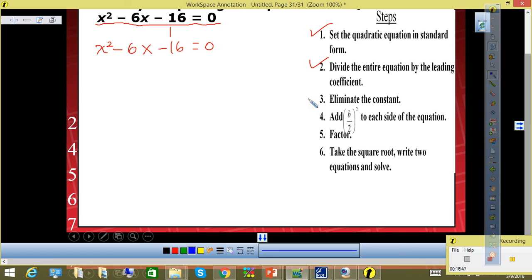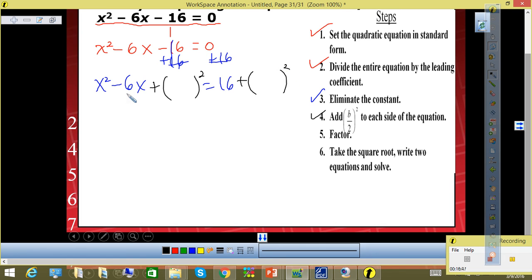Next, eliminate the constant. So what do we do, everyone? Add 16 to both sides. We get x squared minus 6x, leave a space, equal to 16. Next, add b over 2 squared to each side. What is b? Negative 6, so negative 6 over 2, squared.